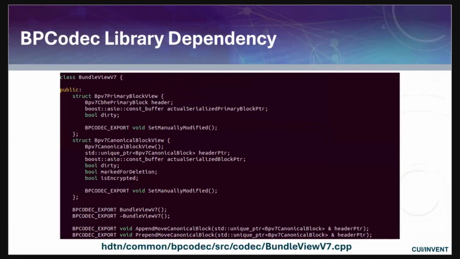And the second class is the BP codec library, which adds and removes security extension blocks. And it uses the bundle view 7 class as a helper class for reading, parsing, and validating all blocks within the bundle protocol version 7, which makes it easy to add and remove extension blocks as needed.